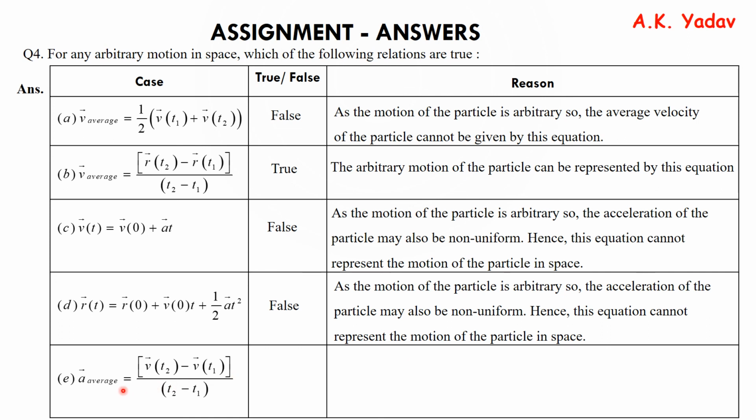Last one, A average is equal to V(t2) minus V(t1) upon t2 minus t1. This is true. The arbitrary motion of the particle can be represented by this.